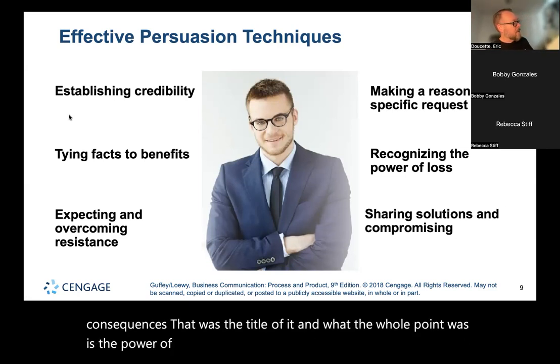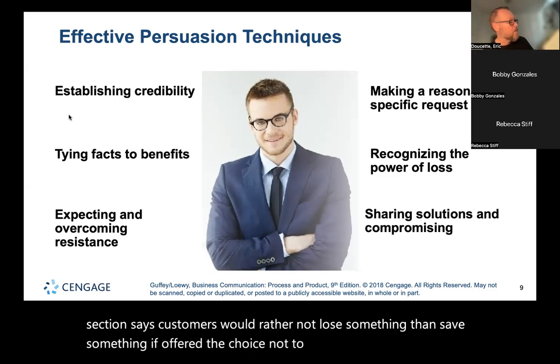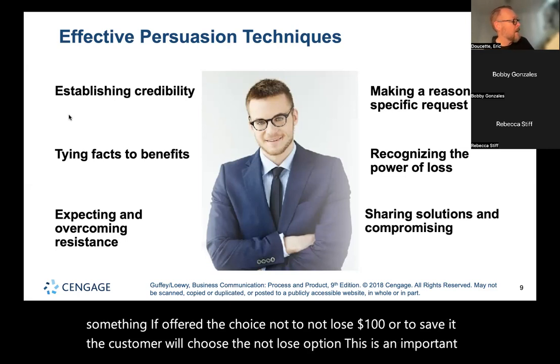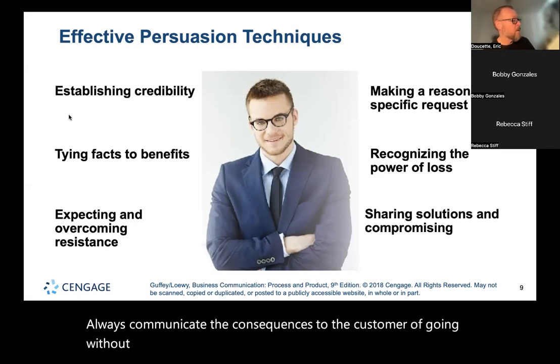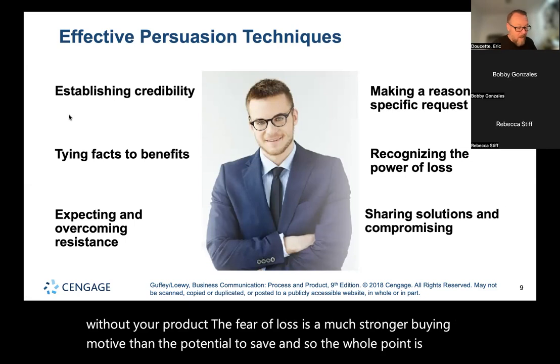And it says here, I'll just read you a quick section. It says, customers would rather not lose something than save something. If offered the choice not to lose $100 or to save it, the customer will choose the not lose option. This is an important marketing understanding. Always communicate the consequences to the customer of going without your product. The fear of loss is a much stronger buying motive than the potential to save. And so the whole point is recognizing the power of loss.